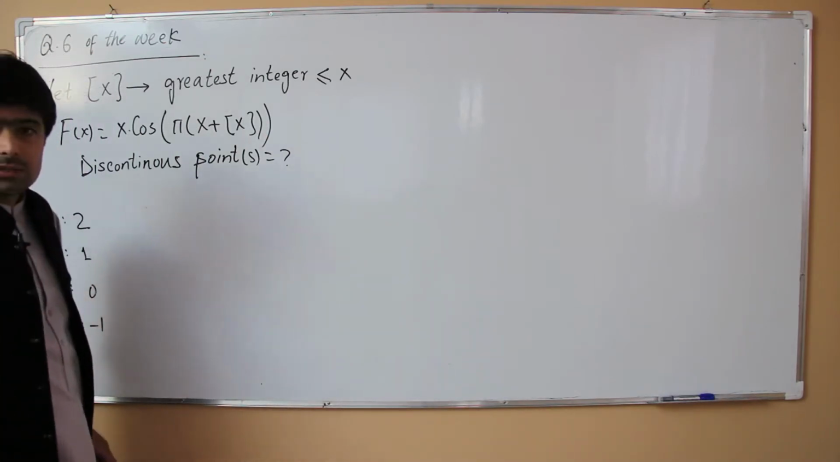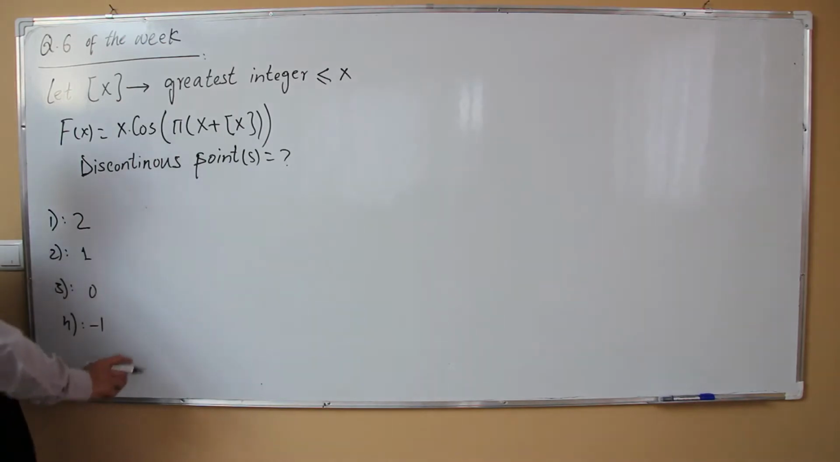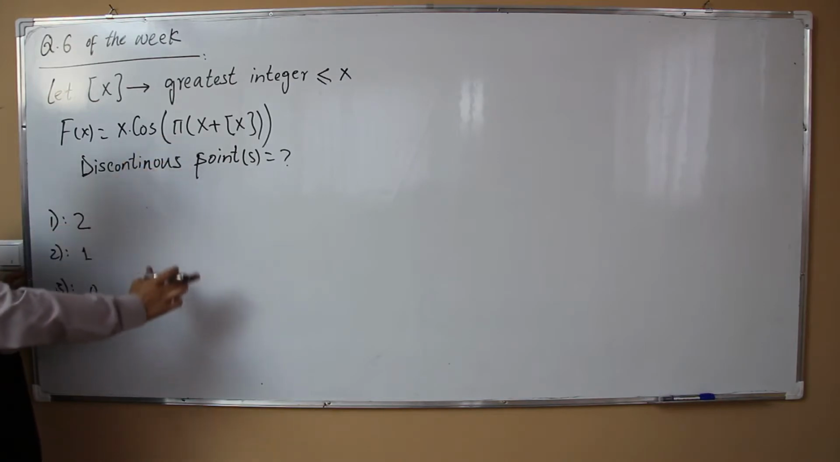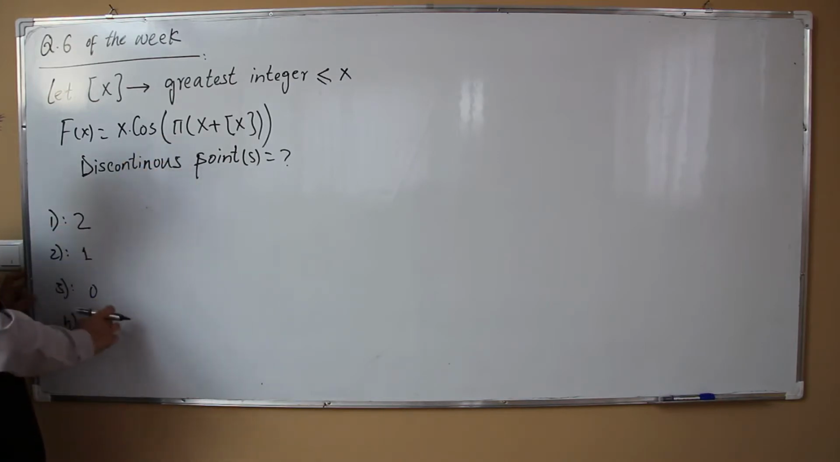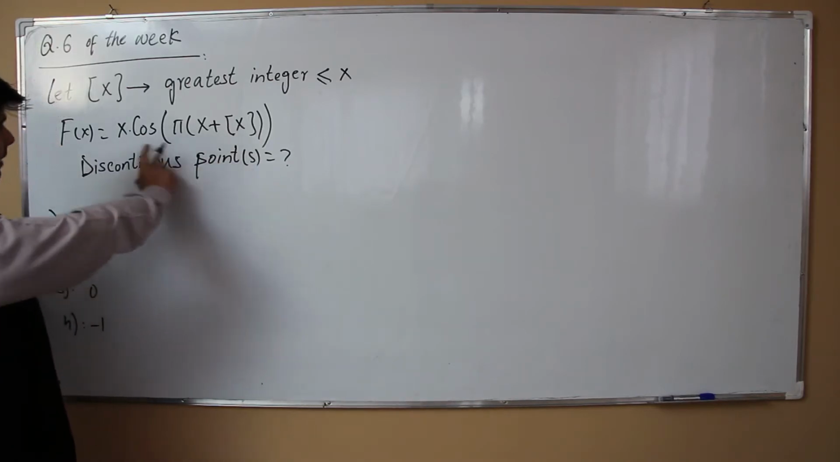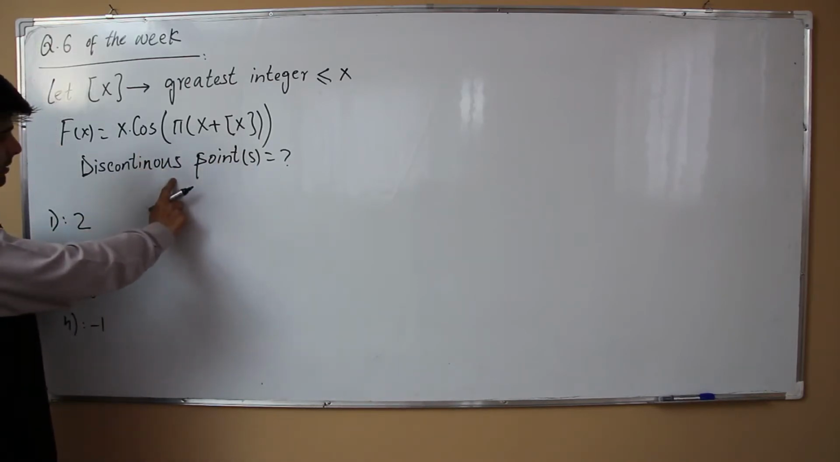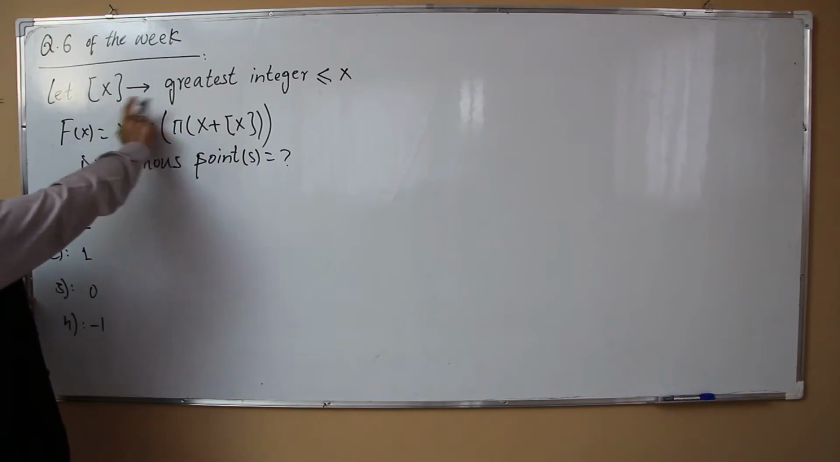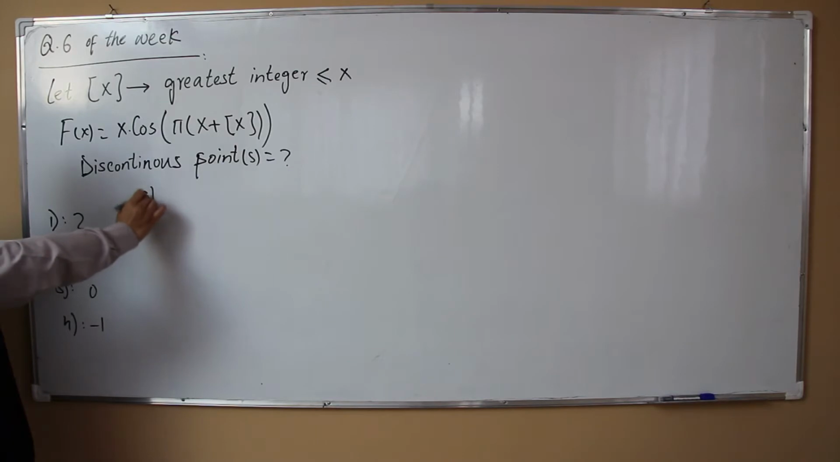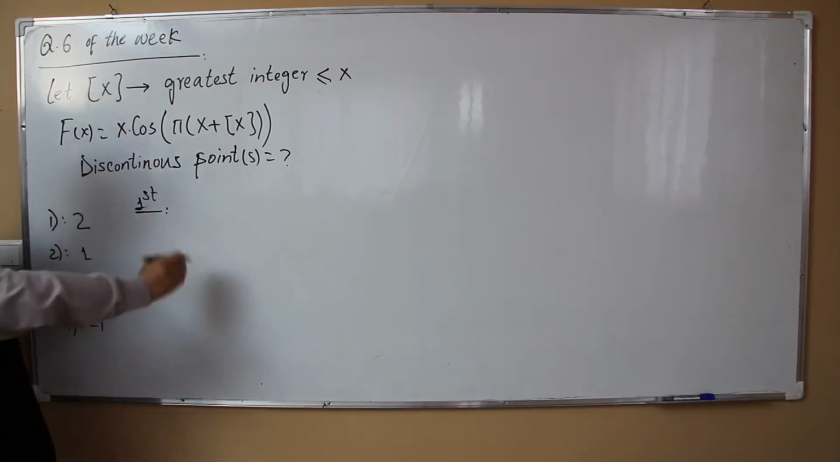Today we have this week's question, I think it's number 6. We have a function f(x). The question is: at which point or points is the function discontinuous? And we have the greatest integer function also. First, we have to know what this one is.